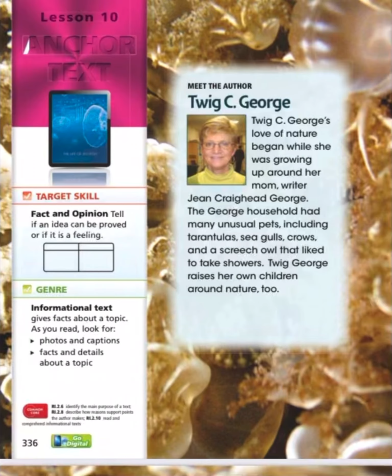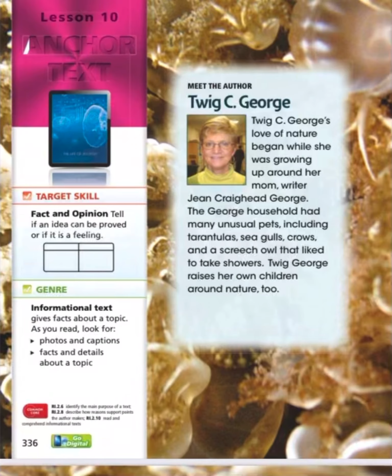Target skill. Fact and opinion tell if an idea can be proved or if it is a feeling. Genre. Informational text. Give facts about a topic. As you read, look for photos and captions, facts and details about a topic.